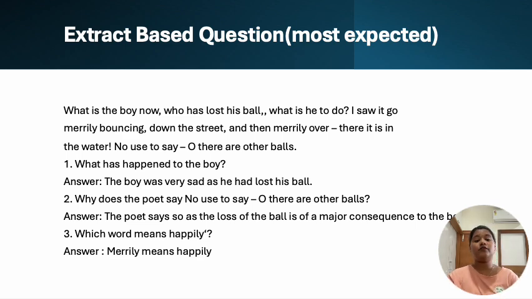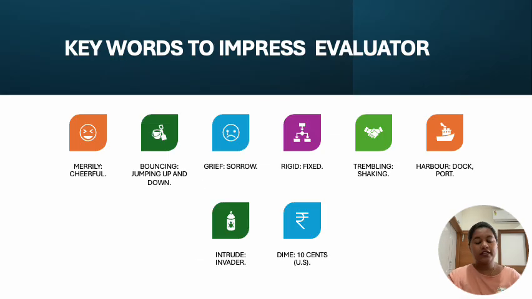What has happened to the boy? The boy was very sad as he has lost his ball. Then why does the poet say no use to say, oh, there are other balls? The poet says so as the loss of the ball is a major consequence for the boy. Which word means happily in this poem? Merrily means happily here.